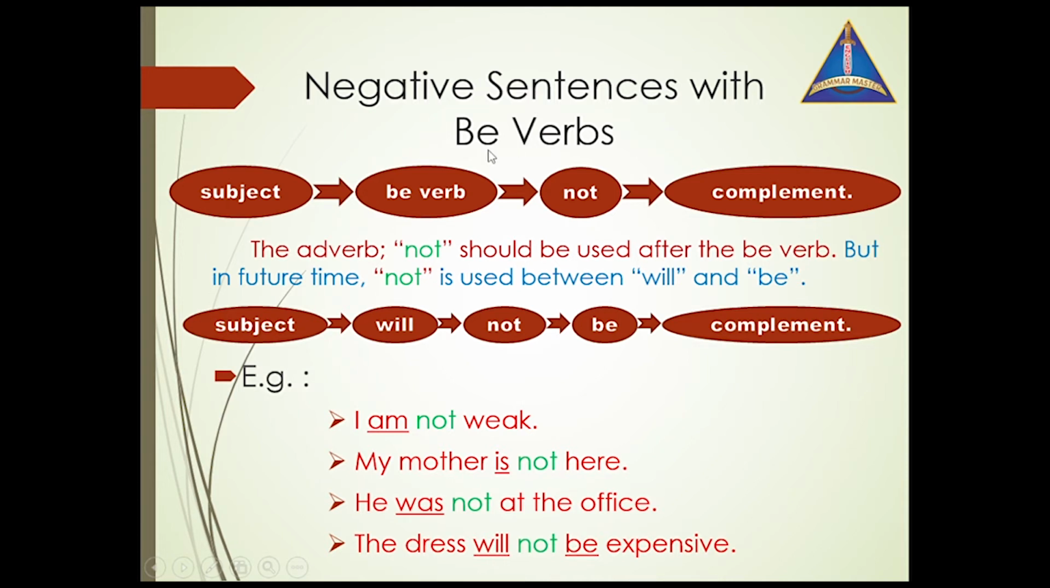Negative sentences with be verbs. In English, we use the adverb not to turn the affirmative sentences into negative sentences. Then the structure of the sentence should be like this: subject, be verb, not, complement. The adverb not should be used after the be verb, but in future time, not is used between will and be. Examples: I am not weak. My mother is not here. He was not at the office. The dress will not be expensive.